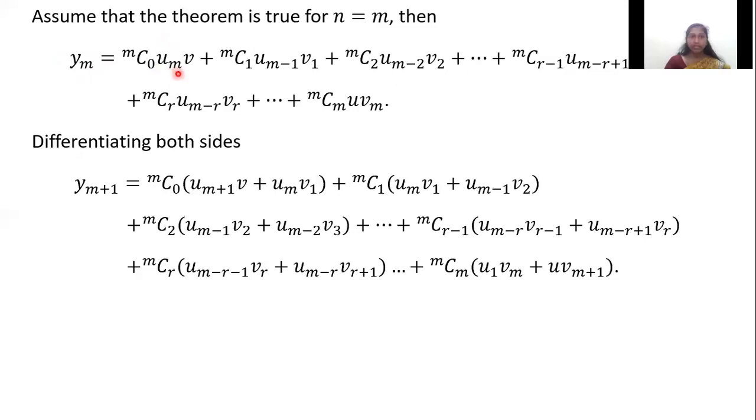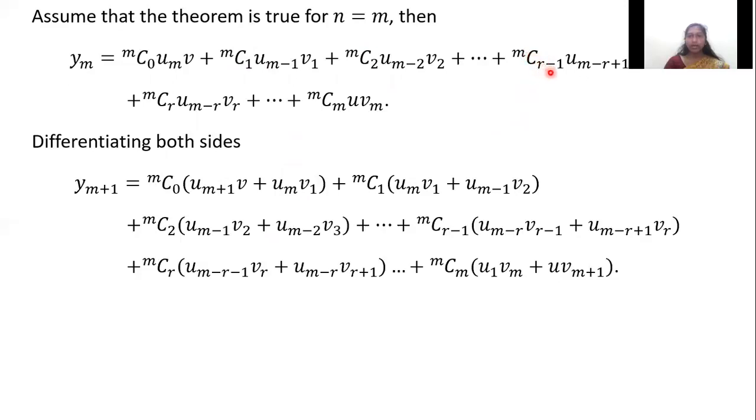And in each and every term, you can see that two terms are going to come. Why? Because for every term we need to apply the product rule. So mC0 into the derivative of u_m v is u_(m+1) v plus u_m v_1, plus, from the second term, applying the product rule, mC1 into u_(m-1) v_2 plus u_m v_1, etc. I can write the same for mC2 also.